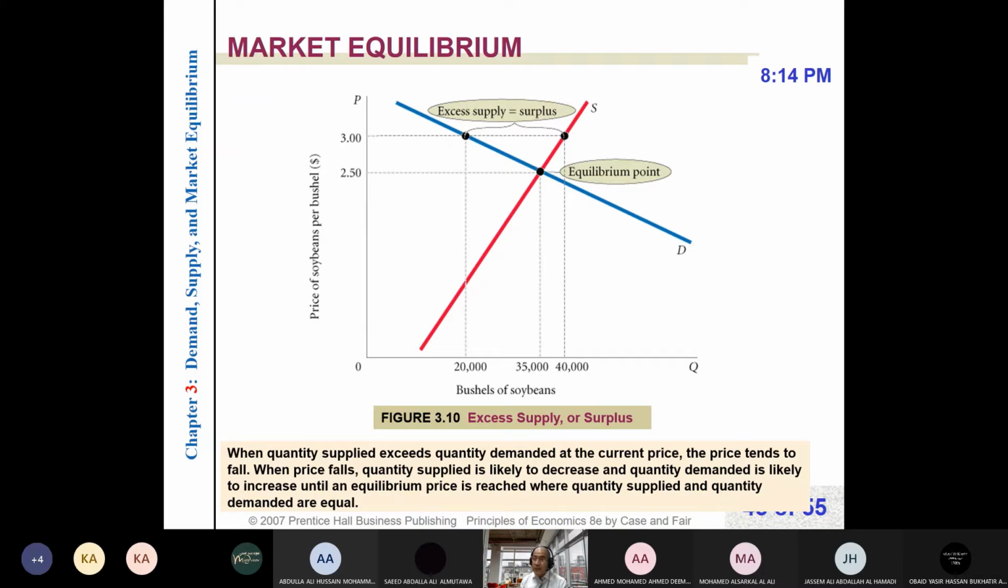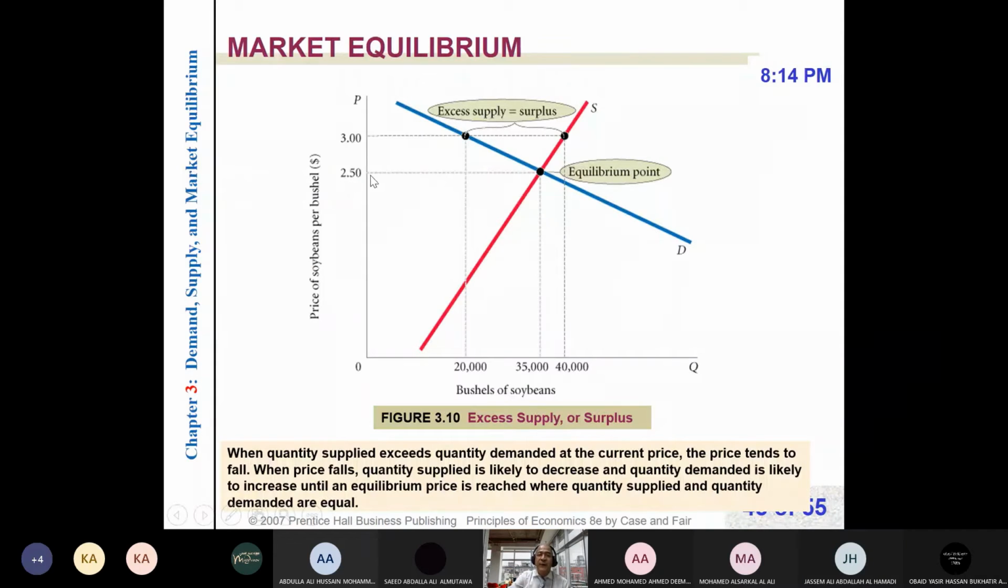Who can answer this question? At 2 dirhams 50 fils, what will be the quantity demanded? It will be equilibrium, doctor. Supply equals demand. So again, my question, what will be the quantity demanded if the price is 250? Give me a number. 35,000, doctor? Yes, well done.